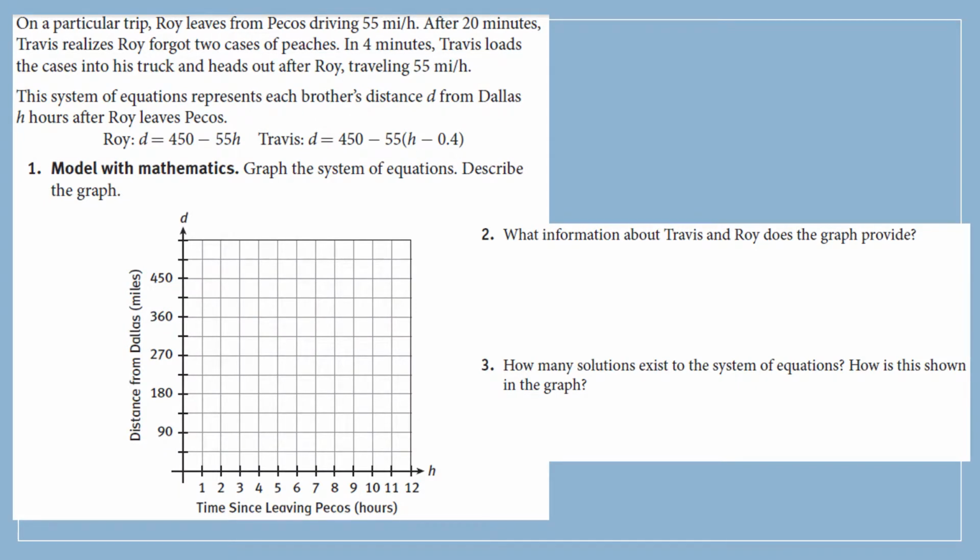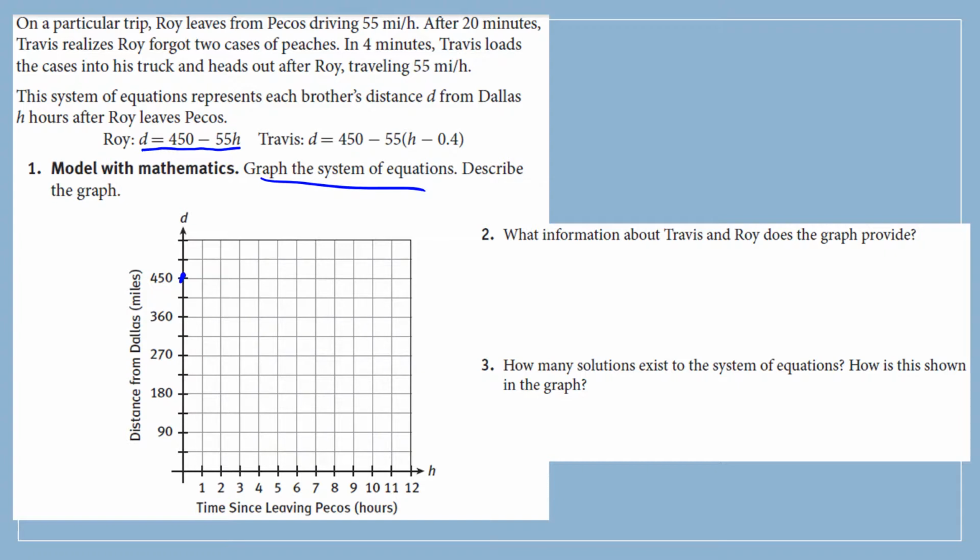All right, so on a particular trip, Roy leaves from Pecos driving 55 miles an hour. After 20 minutes, Travis realizes Roy forgot 2 cases of peaches. In 4 minutes, Travis loads the cases into his truck and heads out after Roy, traveling 55 miles an hour. This system of equations represents each brother's distance, d, from Dallas, h hours after Roy leaves Pecos. So Roy left, and so here's his equation, and we're going to graph the system.